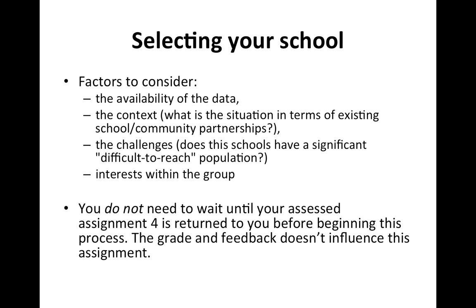So how are you going to select the school out of the 5 possible schools? You want to think about what data is available and how much data you have to work with. You want to think about the context and the situation in terms of what kind of school-community partnerships there are. You want to think about the challenges it offers you and what kind of difference you can make, and if there's a significant difficult to reach, quote unquote, population within that school. And then what are the interests within the group?